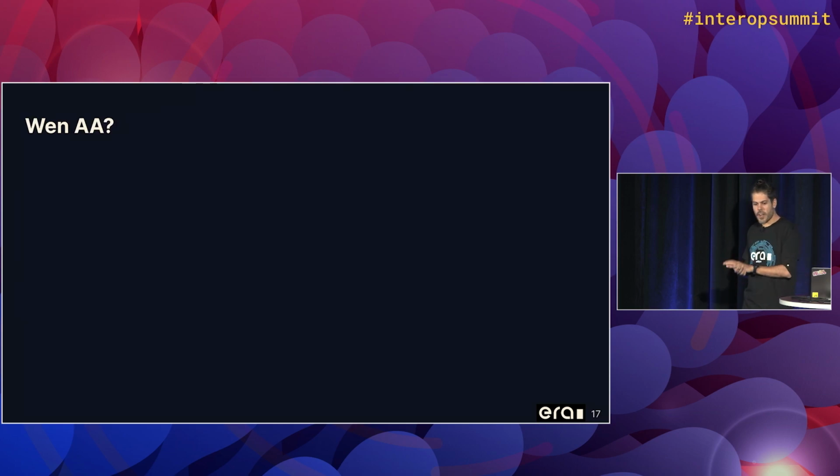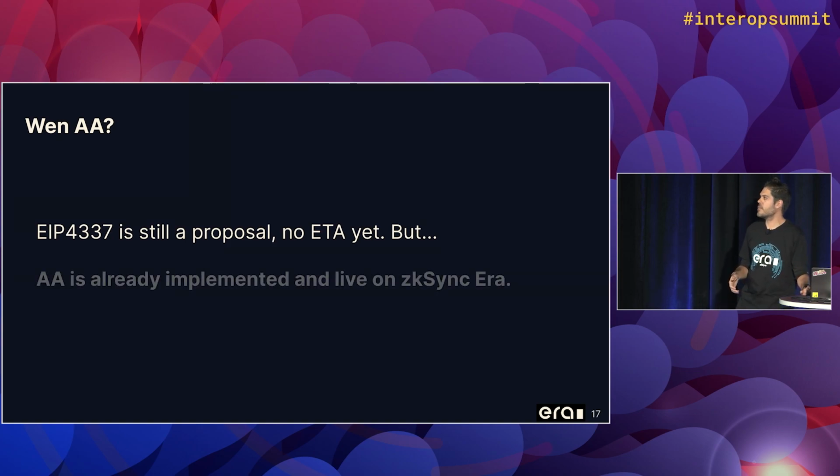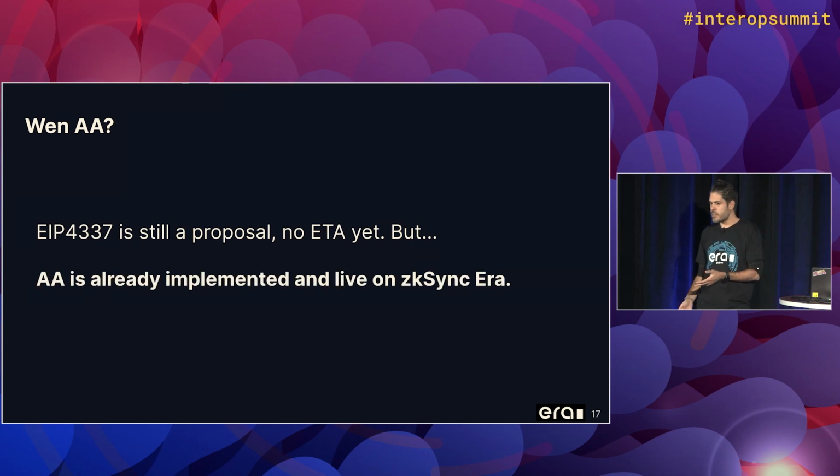So when is account abstraction available on Ethereum? Well, EIP 4337 is still a proposal, and we don't know when it will be implemented, but account abstraction is already implemented on zkSync Era, and the proposal from EIP 4337 was done this way to avoid doing changes at a protocol level on Ethereum.